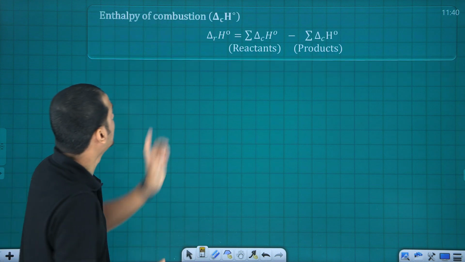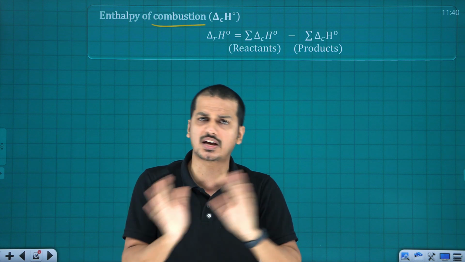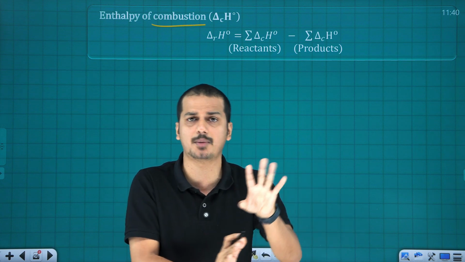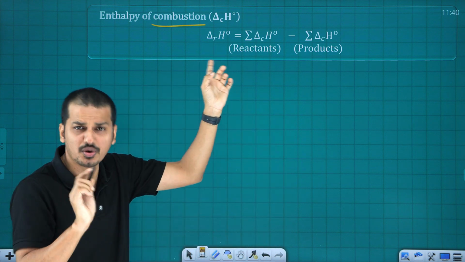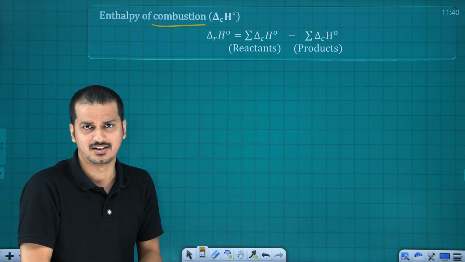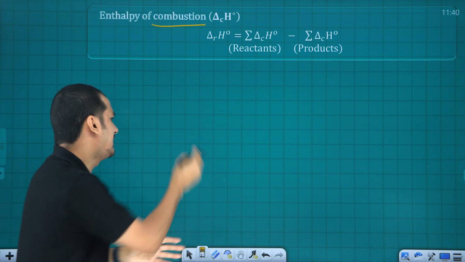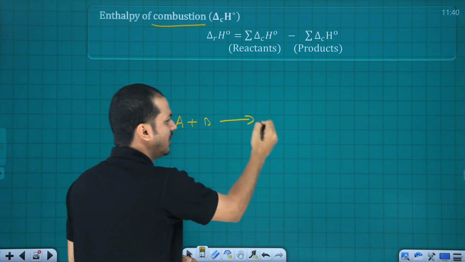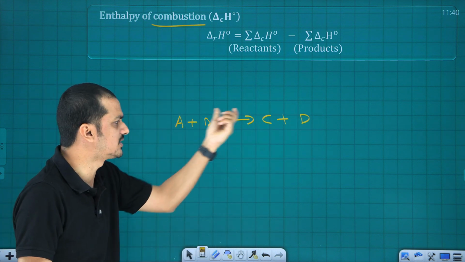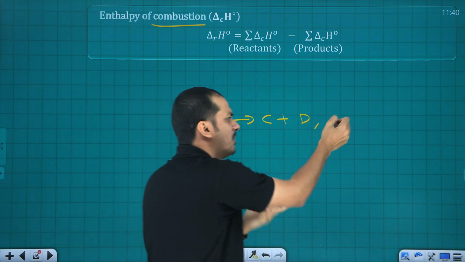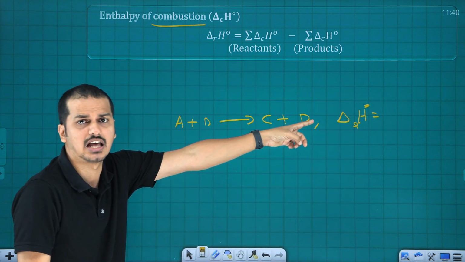Next, the same case with enthalpy of combustion. Combustion means reaction with oxygen. All combustion reactions are exothermic except nitrogen's combustion, that is endothermic. That you learned already. Suppose any reaction, A plus B gives C plus D. All are compounds. A is a compound, B is a compound, C is a compound, D is a compound. And this is some reaction, whatever the reaction. And in this case, they are asking to find out the enthalpy of reaction.